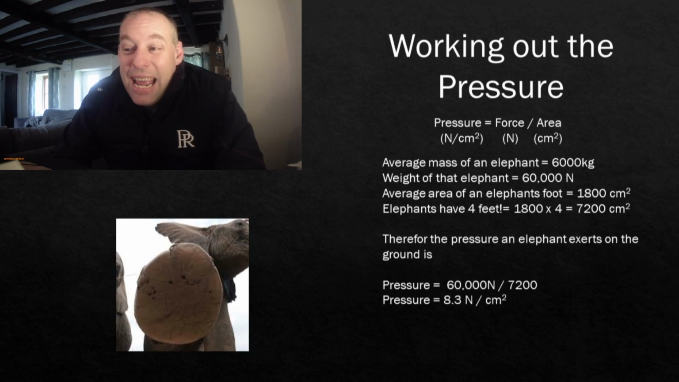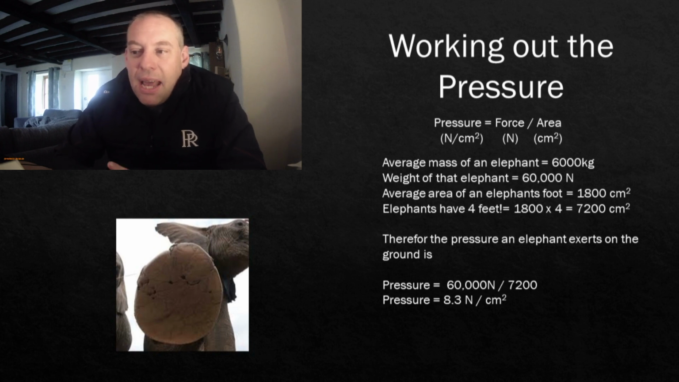So if I put that in, and I work this out on my calculator, 60,000 minus 7,200 would give me a reading of 8.3 newtons per centimetre. That means every centimetre of the elephant's foot is pushing down on the ground with a force of 8.3 newtons.